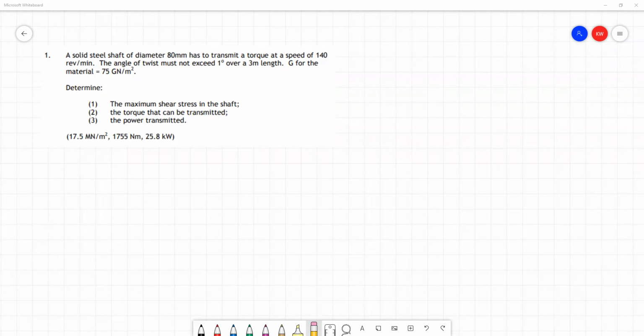In this question, we're given some information about a shaft that's transmitting a torque, and we're given some information about the diameter, the angular speed, and then a limitation on how much twisting there can be, the length of the shaft, and also the modulus of rigidity as well. So we're given plenty of information about this, and certainly enough to solve this question.